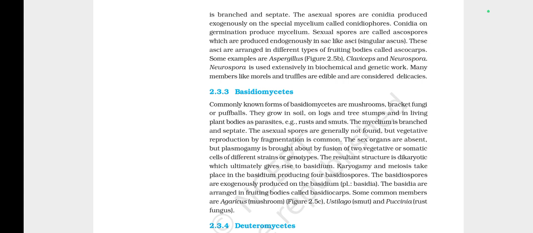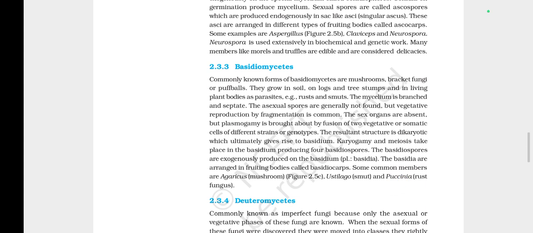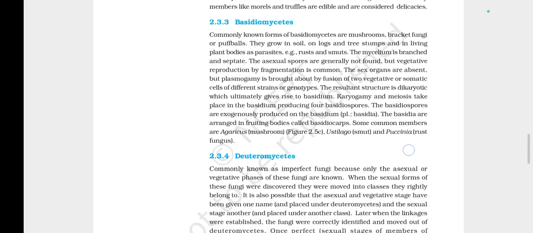Plasmogamy is the fusion of cytoplasm of different gametes, and the resultant is karyogamy, after which basidiospores are formed. Basidiospores are produced exogenously. The basidial fruiting bodies are called basidiocarps. Some common members: Agaricus, mushroom, rust fungi and smut fungi.